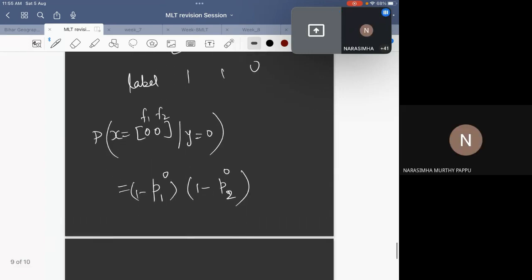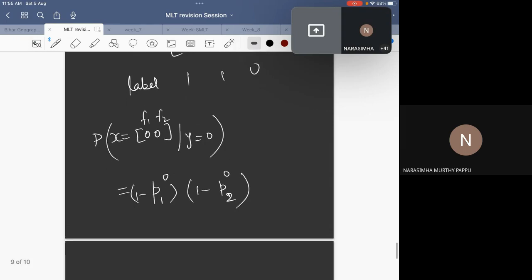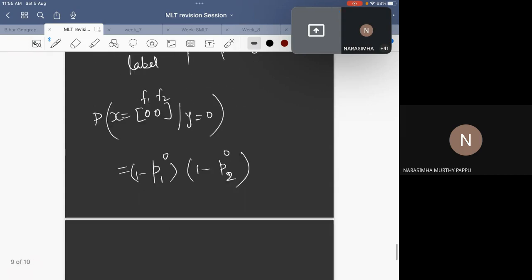It is a product of the conditional probability, correct, for each of the features given an outcome. You're just multiplying them, independent of each other, right? So that's why we can multiply directly. Yeah, correct.